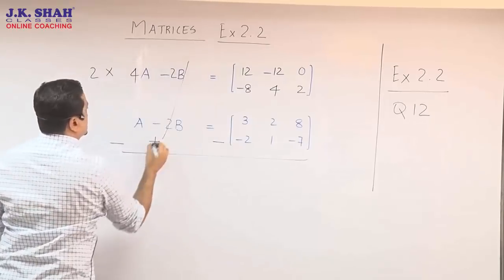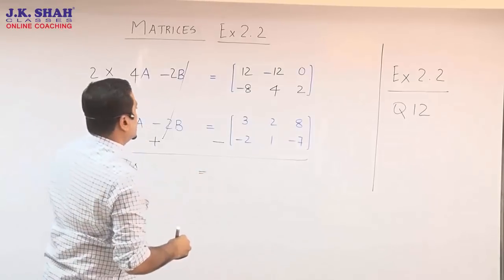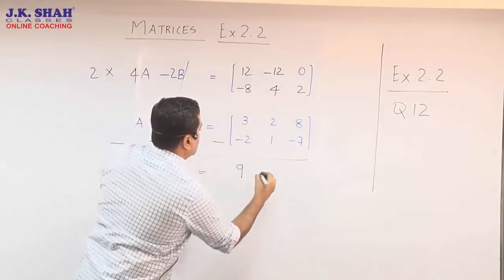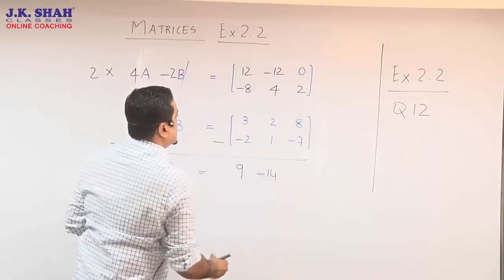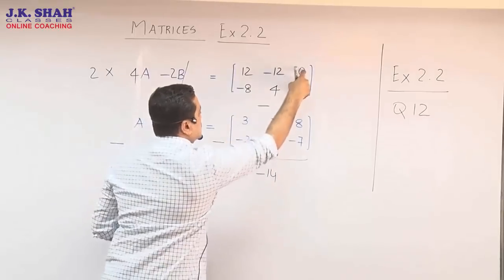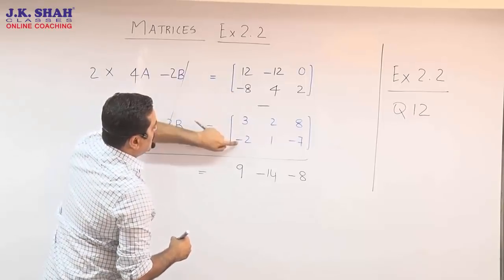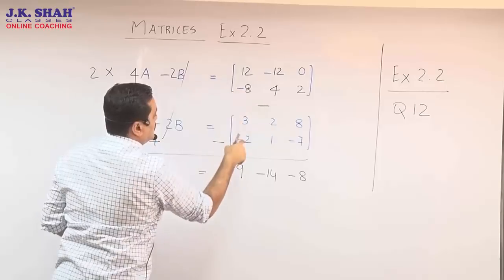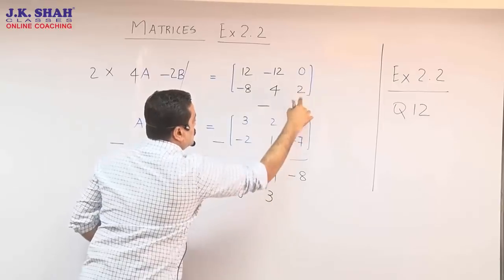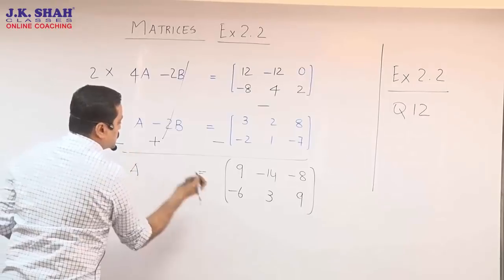Now that's gone. 4A minus A will leave us with 3A. Remember subtraction, be a little careful. 12 minus 3, 9. Minus 12 minus 2, minus 14. Remember it is subtraction. If you happen to forget, put a minus sign over here also to remind you that it is subtraction. 0 minus 8, minus 8. Minus 8 plus 2. Check it please. Minus 8 plus 2. 4 minus 1. 2 plus 7, 9. So finally my A matrix will be, I push my 3 on the other side, 1 by 3.